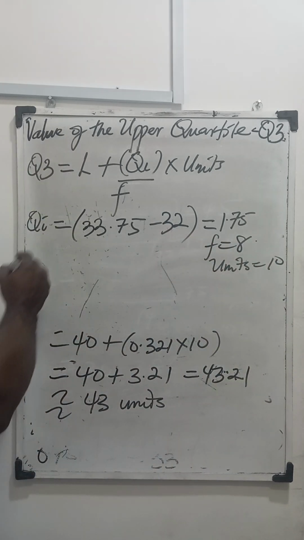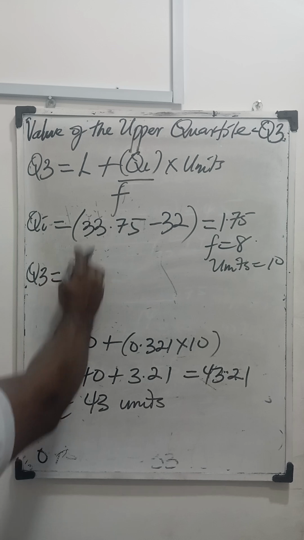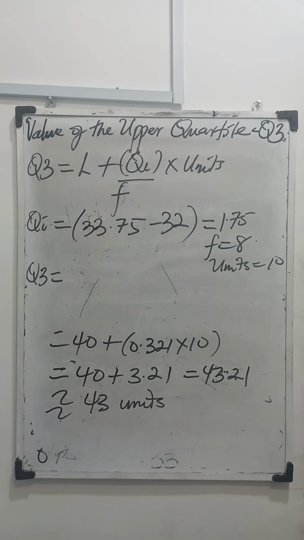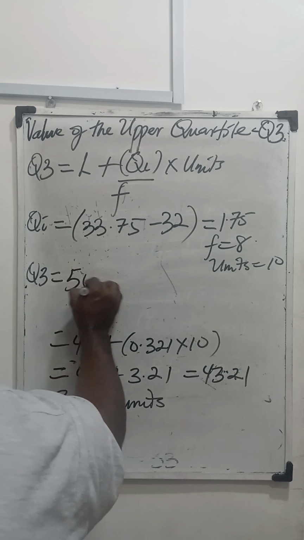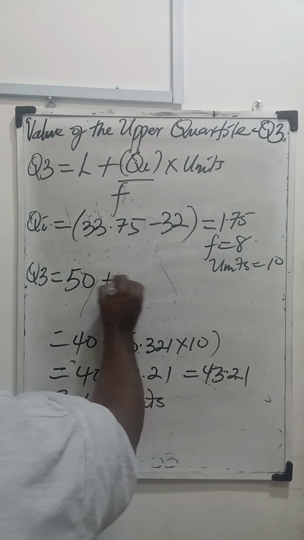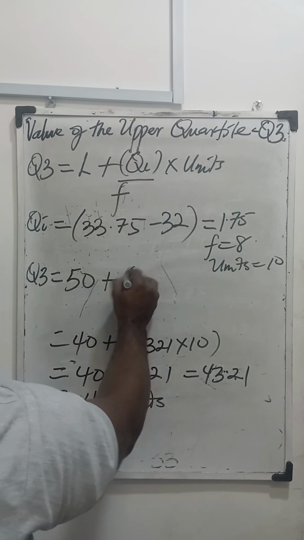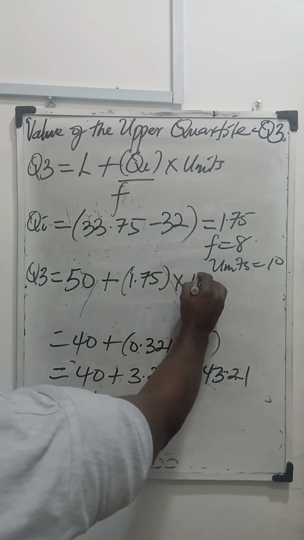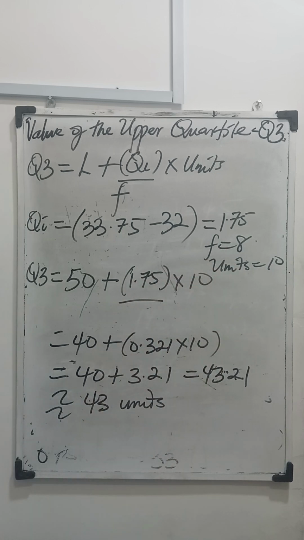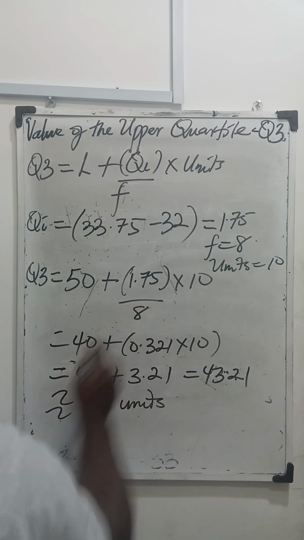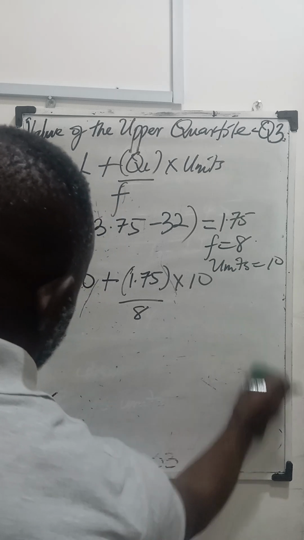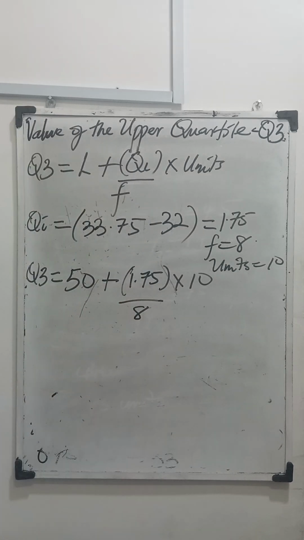So let's plug in the values. Q3 is equal to L plus the quartile items times the units divided by the frequency. What is the value of L? The value of L is 50. So plus 1.75 times 10 divided by the frequency. The frequency is 8. So we have 1.75 divided by 8.